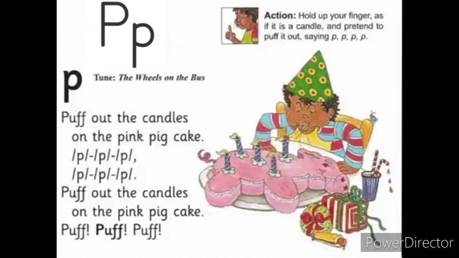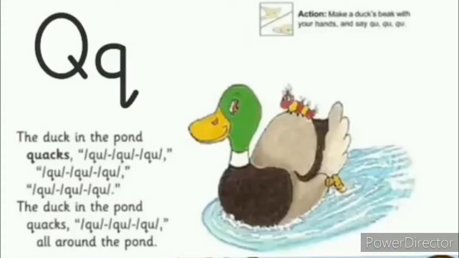This is alphabet P. Puff out the candles on the pink cake. Puff, puff, puff. This is alphabet Q. The duck in the pond quacks, quack, quack, quack, all around the pond.